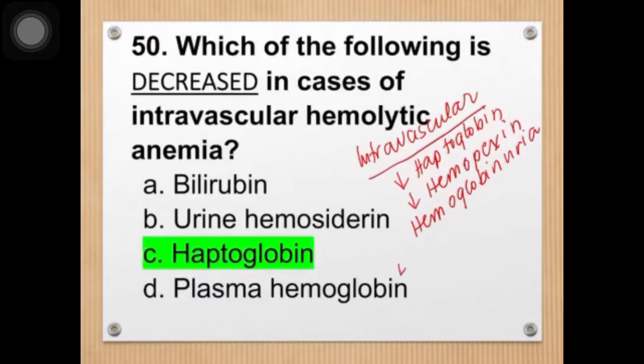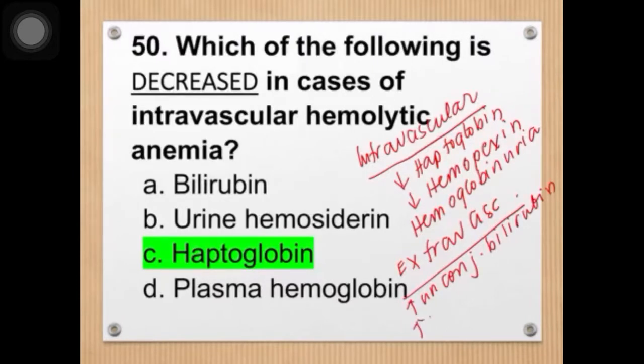Ano naman yung indication ng extravascular hemolysis? In extravascular hemolysis, there is an increase in unconjugated bilirubin and an increase in urine and fecal urobilinogen. Remember, in intravascular hemolysis, anong hinahanap po natin sa urine? Hemoglobin. In extravascular hemolysis, anong hinahanap natin sa patient's urine? Urobilinogen.